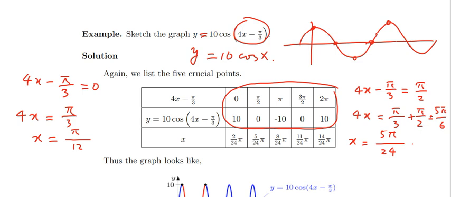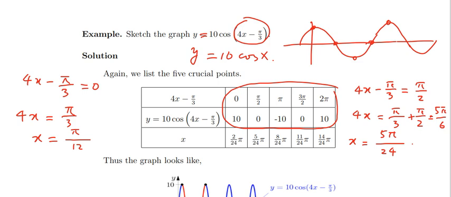Okay. So here we find 2 points. Then we also need to find x when 4x minus pi over 3 equals pi, and when it equals 3 pi over 2. So here it seems like we need to find 5 points. We need to solve 5 linear equations. We can do it that way, but it's a little bit tedious, so here we try to find a better way.